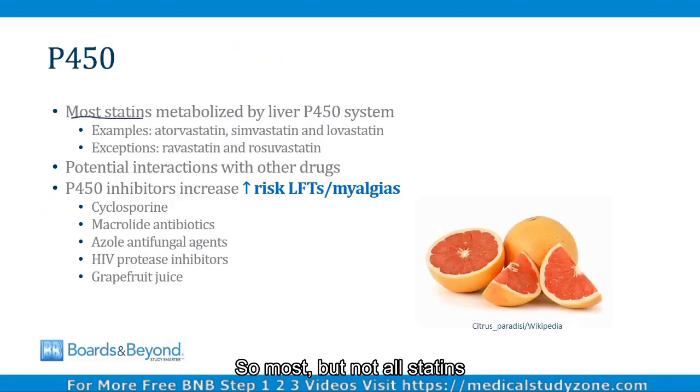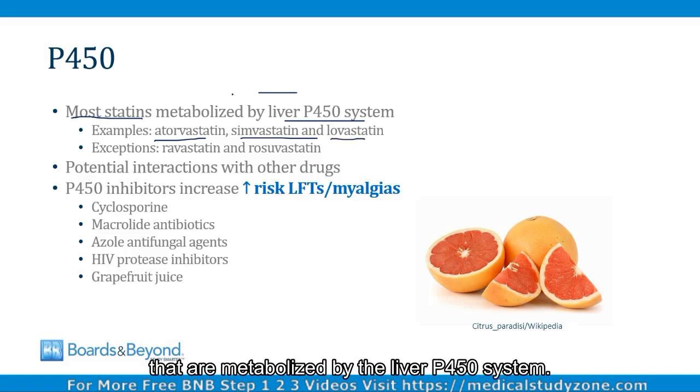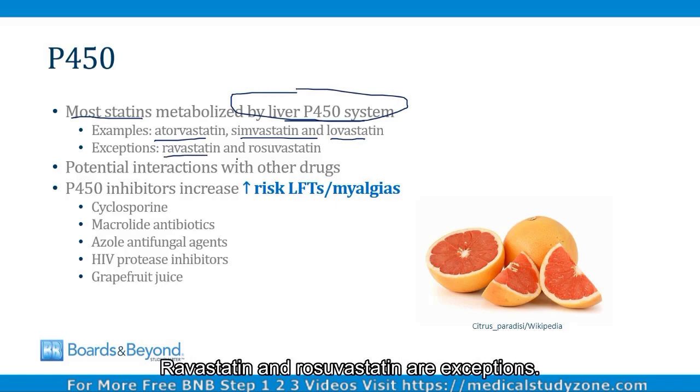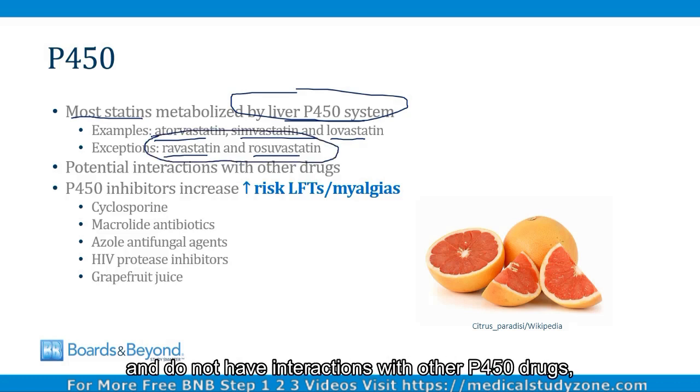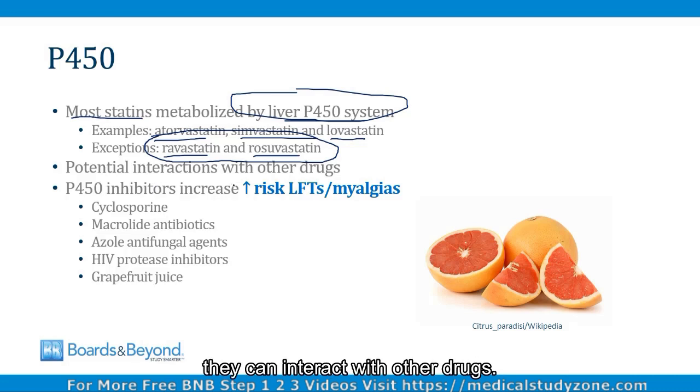So most but not all statins are metabolized by the liver P450 system. Atorvastatin, simvastatin, and lovastatin are the three commonly used statins that are metabolized by the liver P450 system. Pravastatin and rosuvastatin are exceptions. These two drugs are not metabolized by the P450 system and do not have interactions with other P450 drugs. But for statins that are metabolized by the P450 system, they can interact with other drugs.